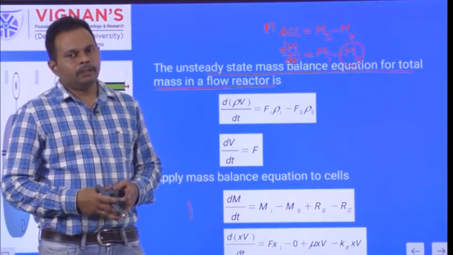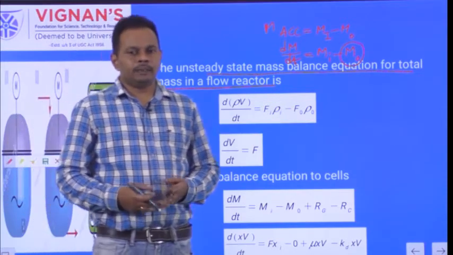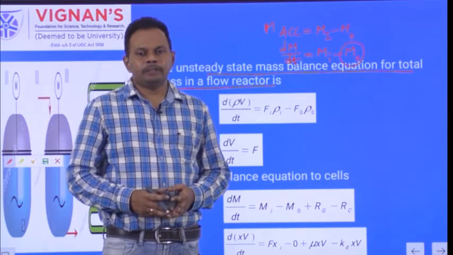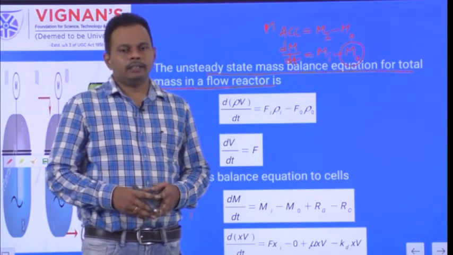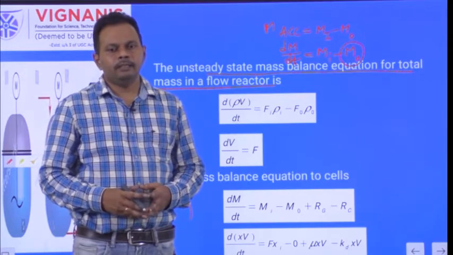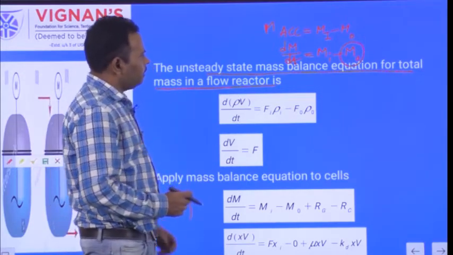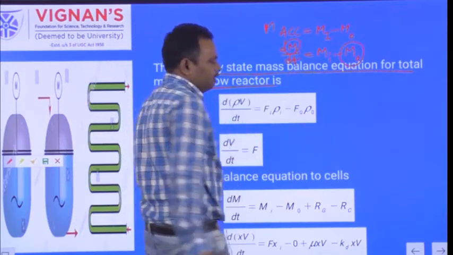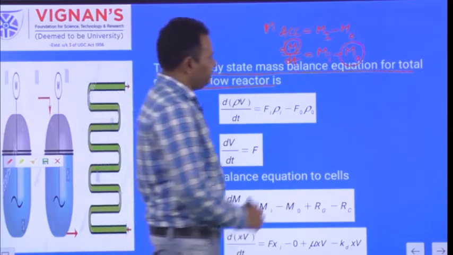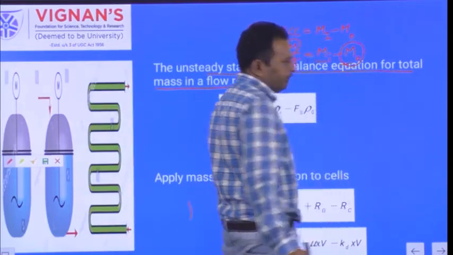But if you want to apply the mass balance equation to an individual component, that is reactant or product, then five terms come into the picture. Accumulation is equal to mass in minus mass out plus rate of generation of mass or rate of consumption of the mass. So here, the total mass accumulated within the fed batch fermenter is equal to total mass entering the fed batch fermenter, Mi, minus total mass leaving the fed batch fermenter.